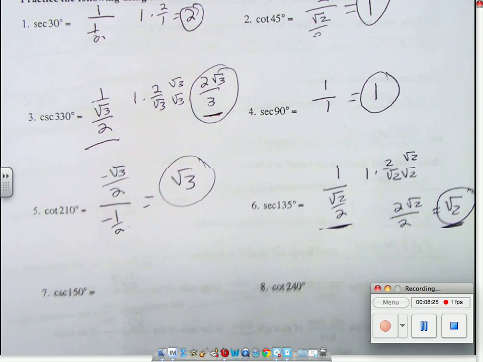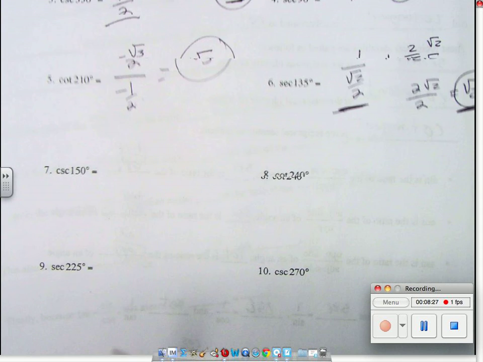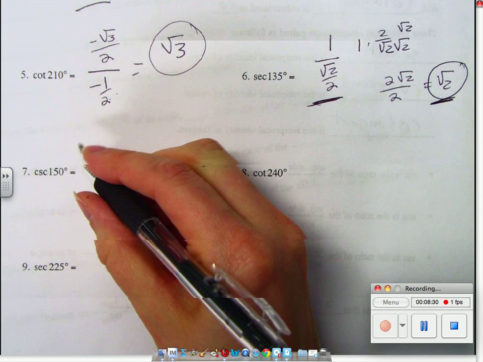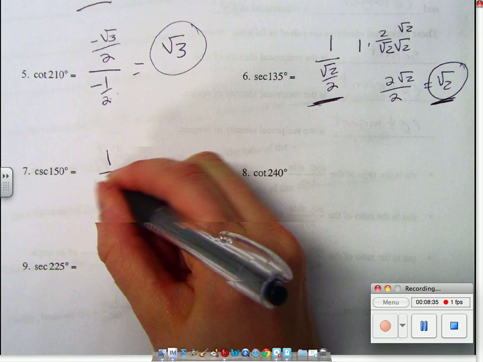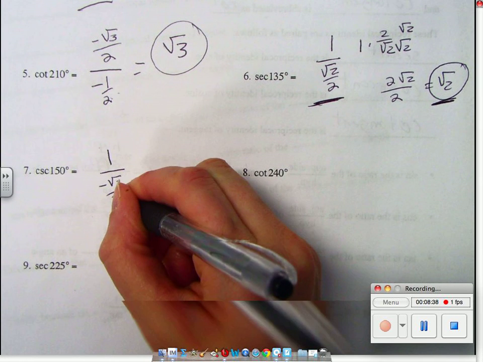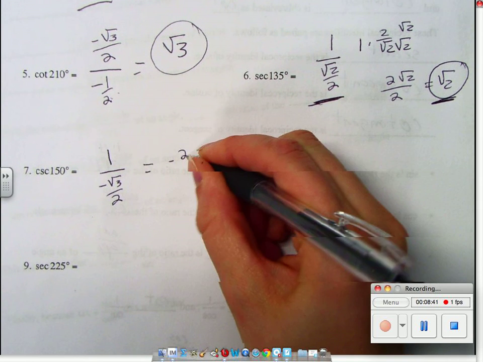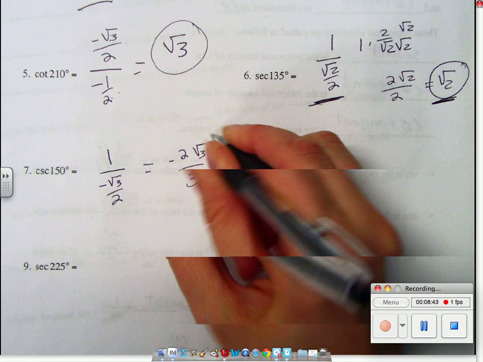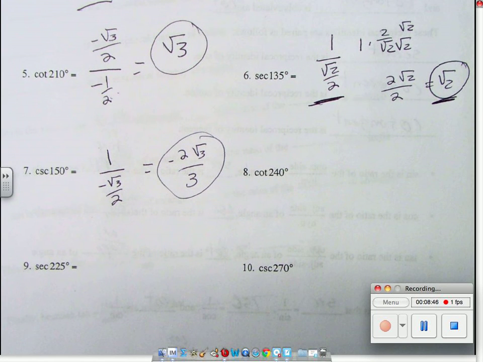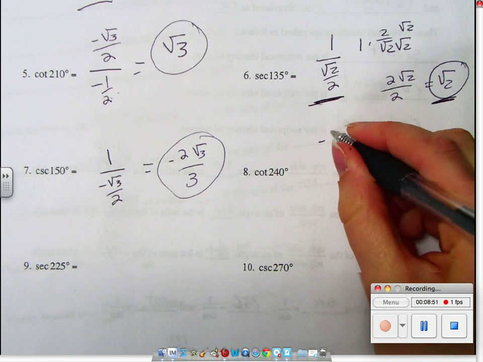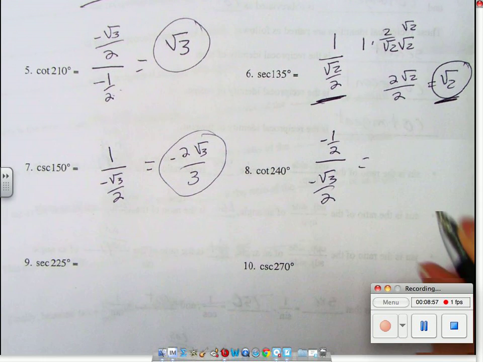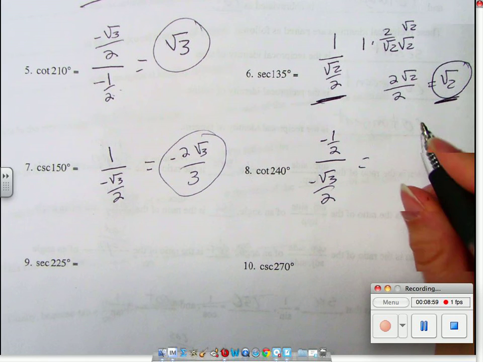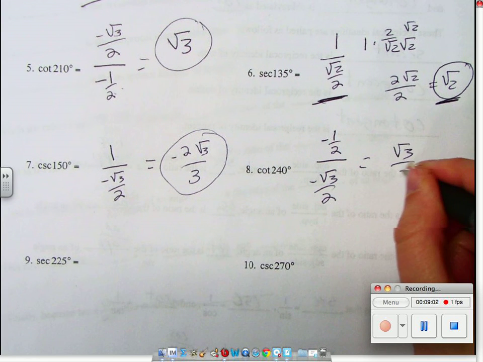Okay, we're going to look at number 7. Number 7 is cosecant of 150. That's 1 over the x value. So 1 over negative square root 3 over 2, which I know equals negative 2 square root 3 over 3, because I already wrote that down on my paper. Cotangent of 240, I go to 240, I'm going to put the x, negative 1/2, over the y, negative square root 3 over 2. A negative divided by a negative is a positive. Good, so that gives me square root 3 over 3.